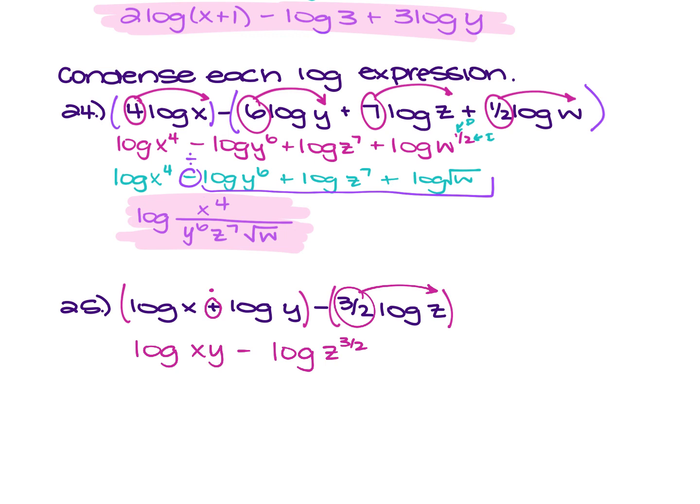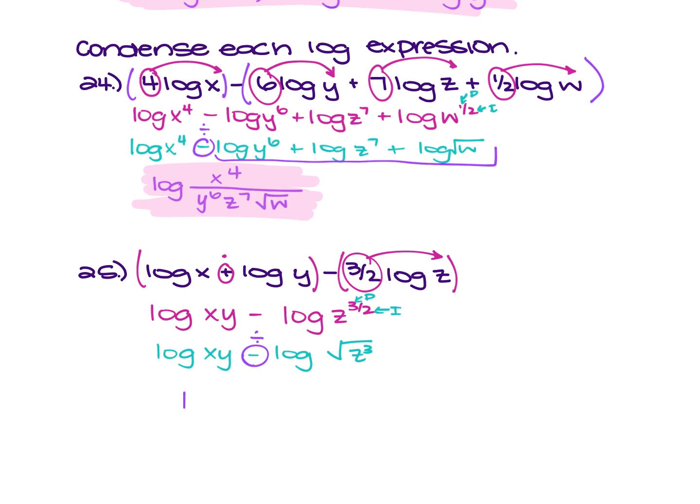Again, can't leave a power as a fraction. The 2 is going to be your index. The 3 is going to be your power. So that's going to get rewritten as the log of xy minus the log of the square root of z cubed. From here, your subtraction means to divide. So you're going to write your xy up top and the square root of z cubed on the bottom. I do not need you to rationalize your denominators. You can leave it in this form. Okay.